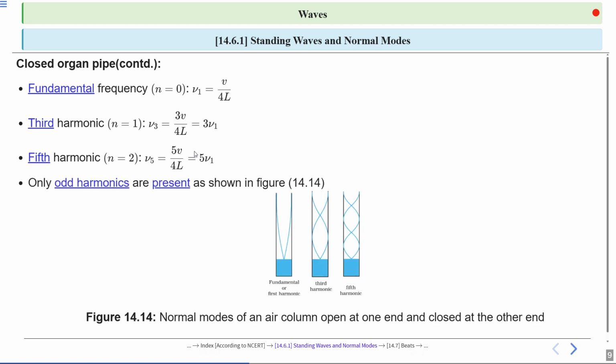When an air column is open at one end and closed at the other, only odd harmonics are present. This means the sound produced has frequencies that are odd multiples of the fundamental frequency. This behavior is illustrated in figure 14.14, showing the normal modes of such an air column. So, this one is fundamental or first harmonic, third harmonic, and this one is fifth harmonic. Clear?